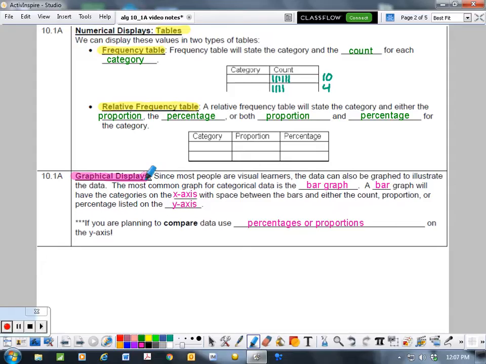Now, a bar graph will have the categories on the x-axis and a space between the bars. So bar graphs have space between the bars. And then we will have either the count, the proportion, or the percentage listed on the y-axis. Now keep in mind, if you're planning to compare information, which is usually why we look at data, to compare between groups, we will be using our percentages or proportions, because typically our groups won't have the same amount of people in them. And so to compare correctly, we need to compare percentages or proportions.